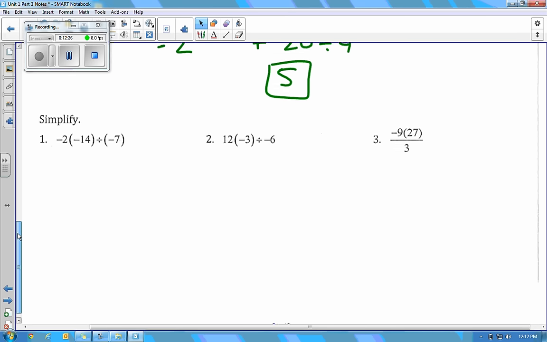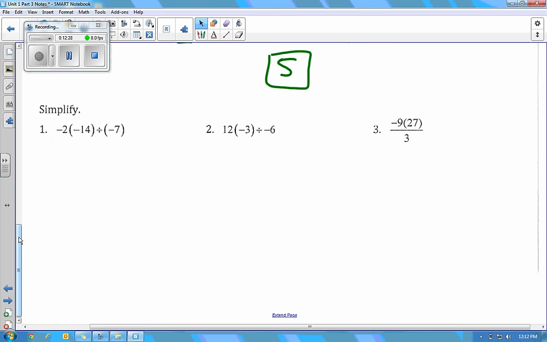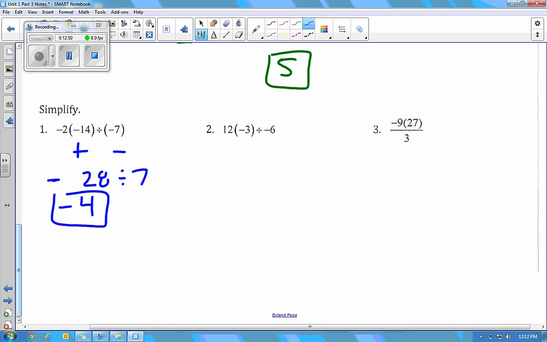Scrolling further down, now I have a mix of multiplication and division. Okay, so a little bit of both. So I'm going to figure out if it's positive or negative first. Negative 2 times negative 4 is going to be positive, and then divided by a negative is going to wind up with a negative final answer. 2 times 14 is 28. 28 divided by 7 is 4, so I'll have negative 4.